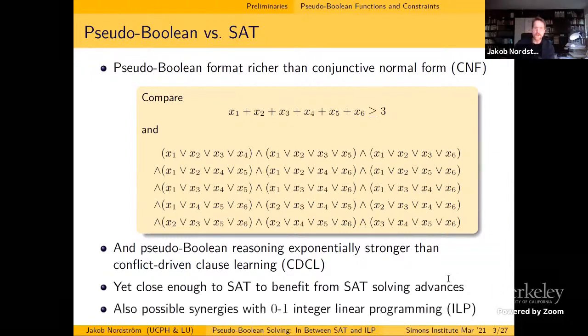But the bonus is that you're still close enough to SAT to look at all the cool ideas that have appeared in SAT solving, and you could try to port them to the pseudo-Boolean setting. Plus, since you have 0-1 integer linear programming, there are lots of interesting ideas in the mixed integer linear programming community, you can try to take ideas from there as well.